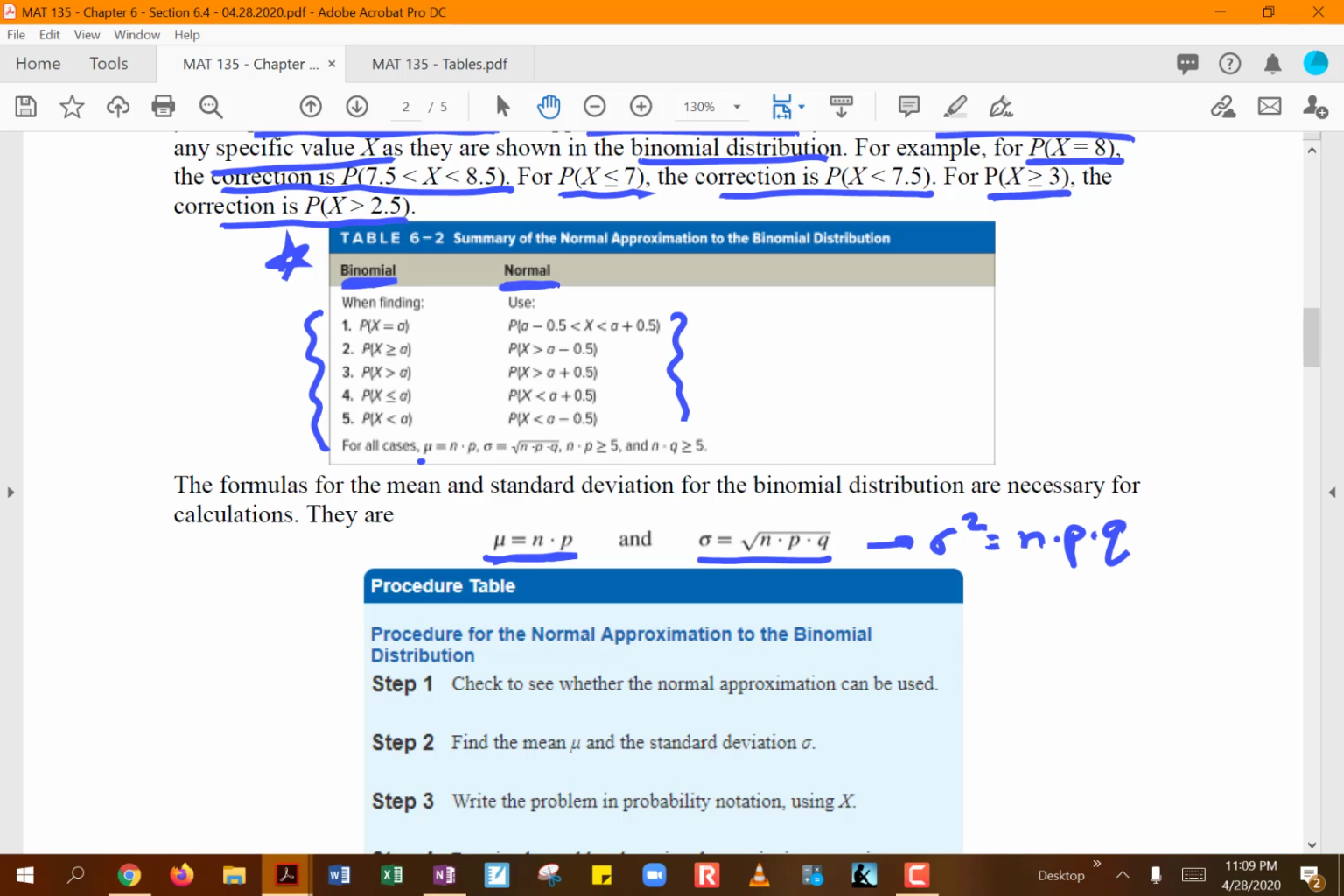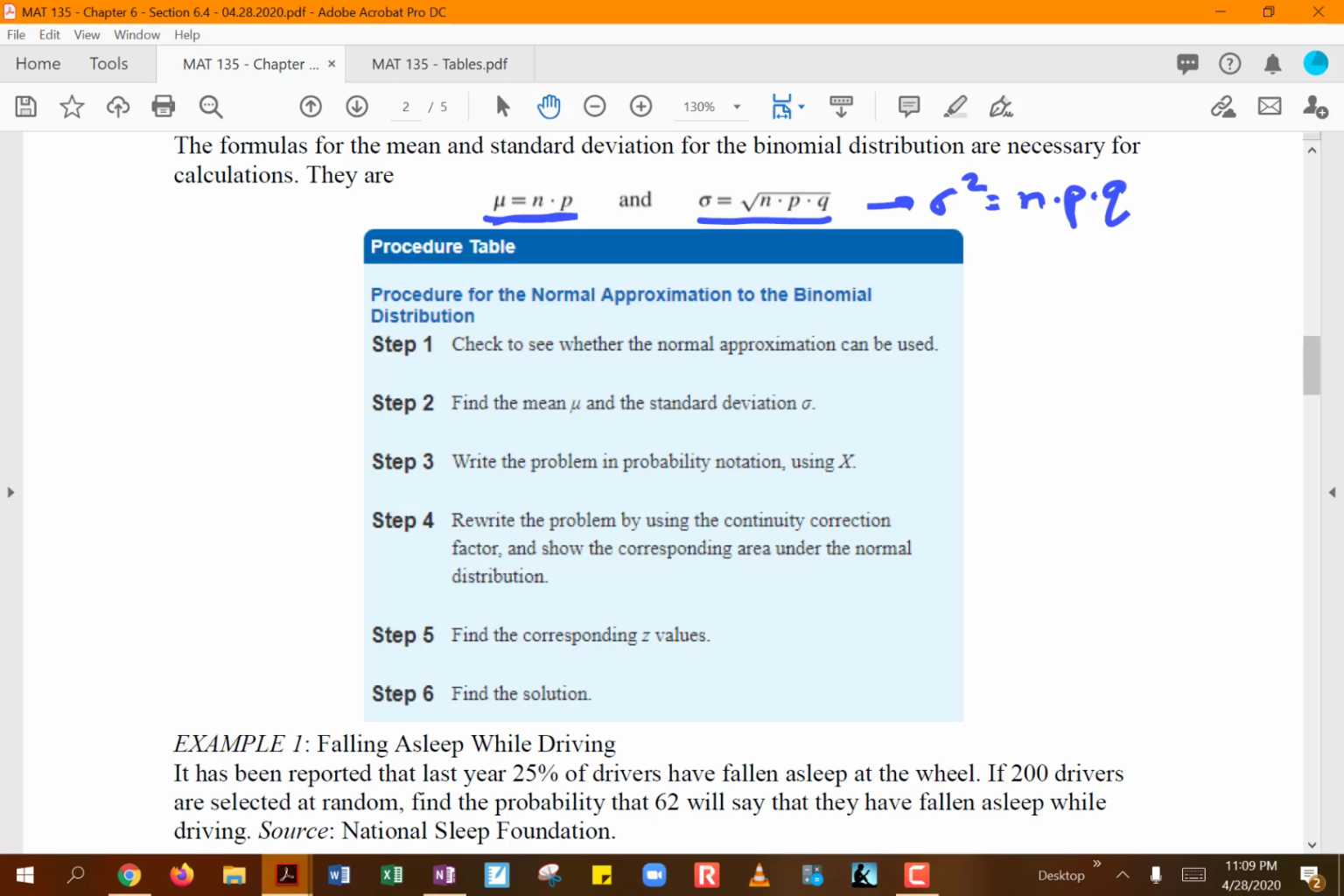So remember, whenever you are going for a normal approximation for a binomial distribution, your mu has to be n times p, sigma is the square root of n times p times q, and you want to make sure the n times p value is greater than or equal to 5, and the n times q value is also greater than or equal to 5. So the first step will always be to check and see whether we can use the normal approximation or not. If you can use the normal approximation, then find the mean and the standard deviation using these formulas from the binomial distribution.